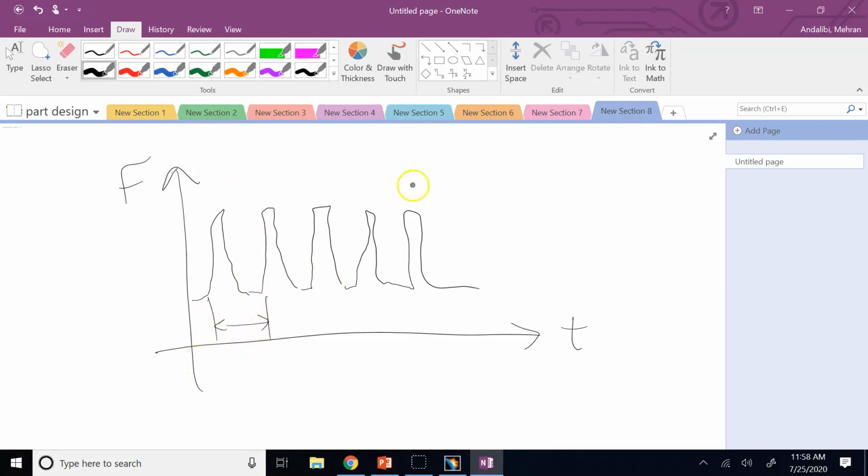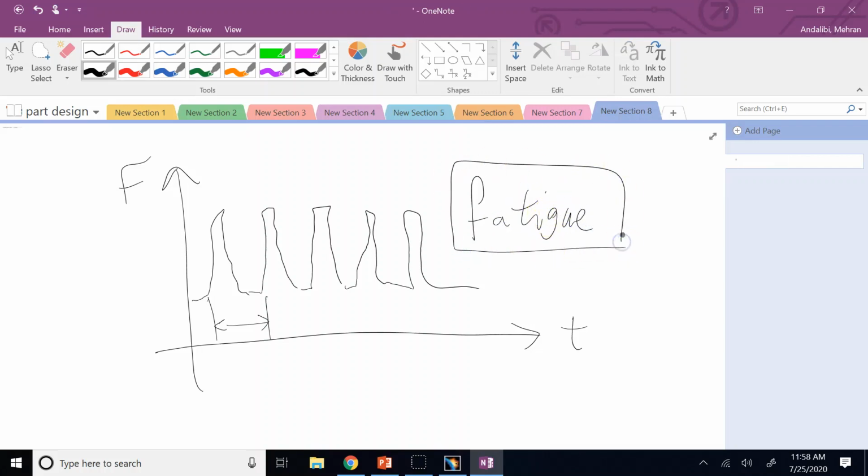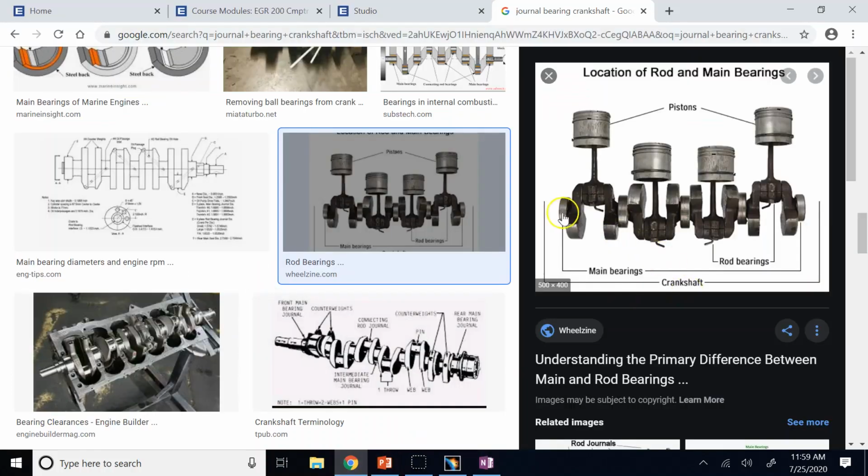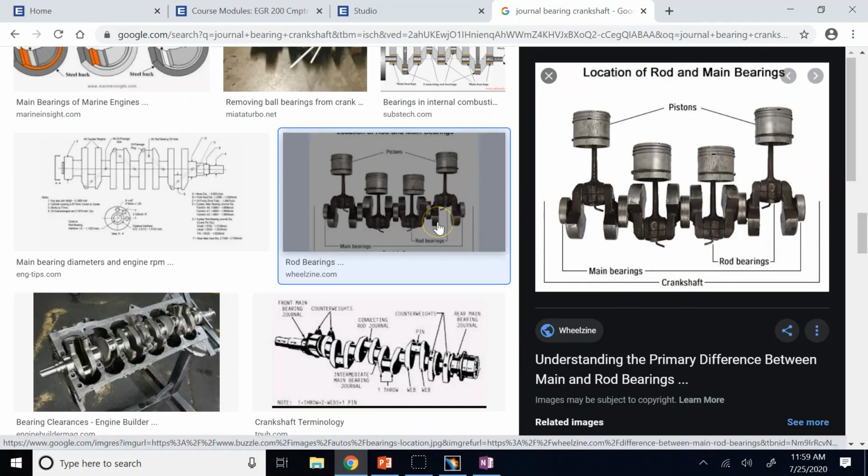Because of this change in the force, those bearing elements would easily wear out and get ruined very fast because of something that you will learn in your machine design called fatigue. They will get exposed to fatigue and wear out very fast. So ball bearings cannot really be used to mount a crankshaft inside the engine. And that shaft is also spinning at several thousand RPMs, right? It's rotating very fast.